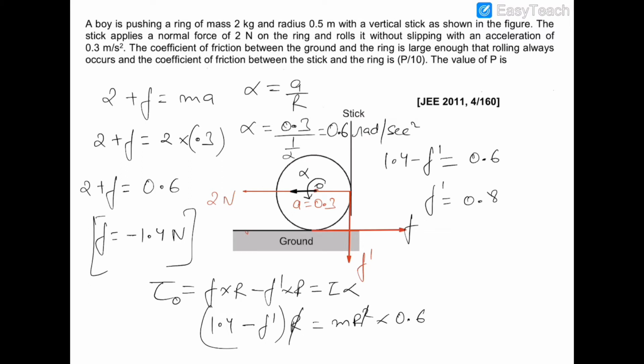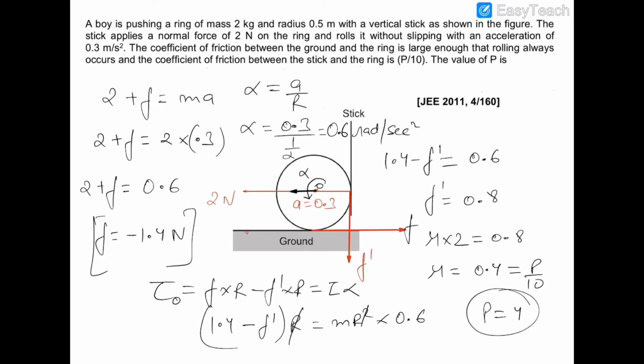Now we know that at this contact the friction would be sliding friction, because this ring is rotating and stick is not moving in the vertical direction. Therefore the sliding would be occurring at this contact. So this friction would be equal to mu into normal reaction. Now the normal reaction would be 2 Newton force which is applied by this stick. So this is equal to 0.8, and therefore mu will be equal to 0.4. So we are comparing this mu with P by 10. So P would be equal to 4. So this is the correct answer.